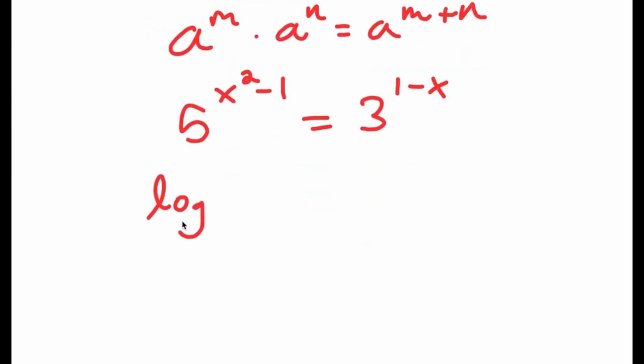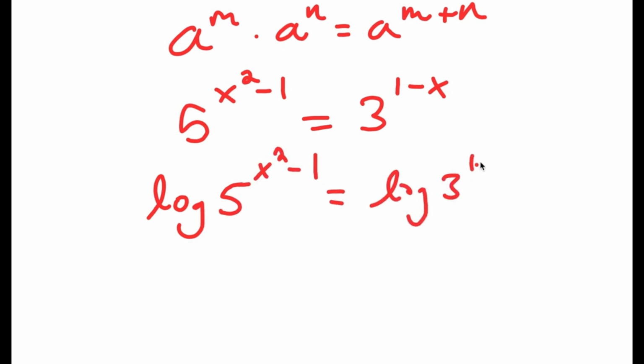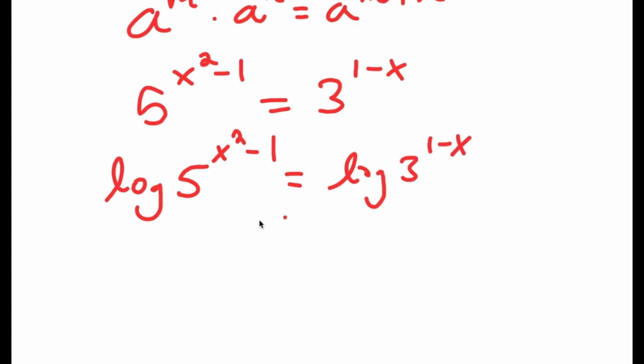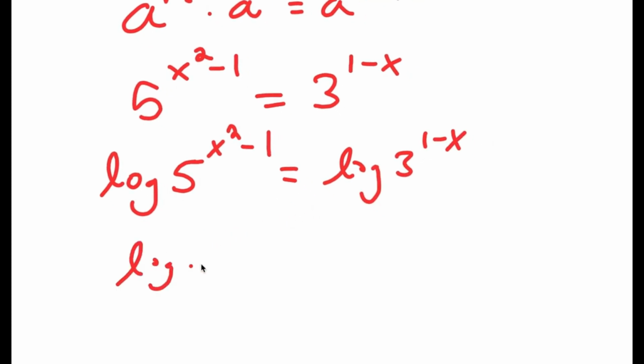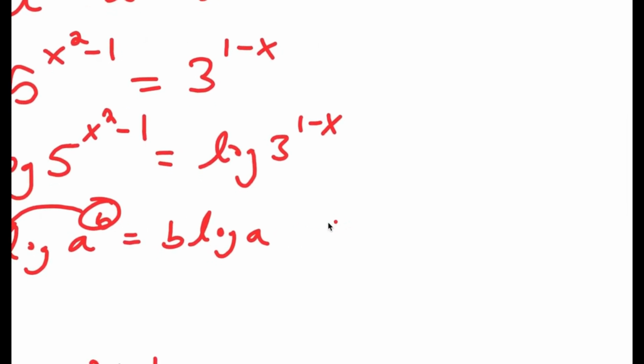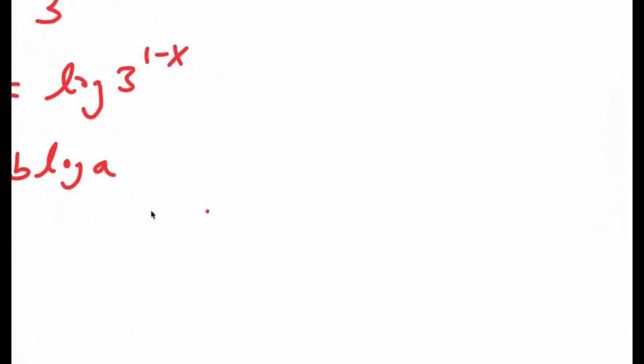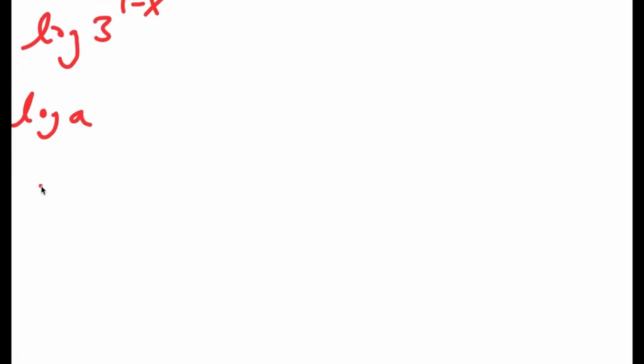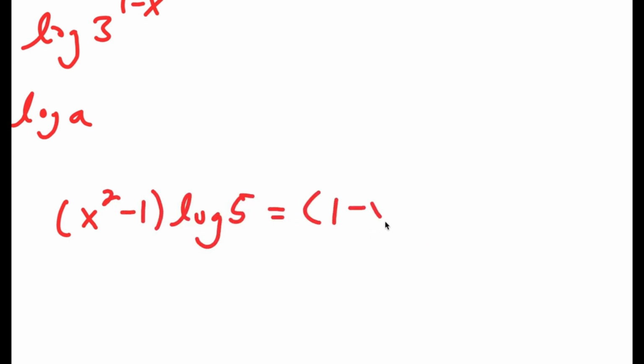Now, if I take the log on both sides, I get log 5 to the power of x squared minus 1 is equal to log 3 to the power of 1 minus x. And if I have something in the form log a to the power of b, I can move this exponent b to the front, so it's going to equal b times log a. So in this case, I get x squared minus 1 times log 5 is equal to 1 minus x times log 3.